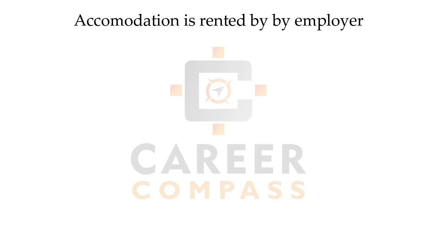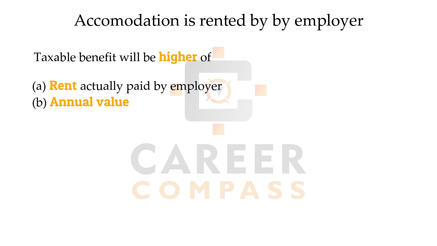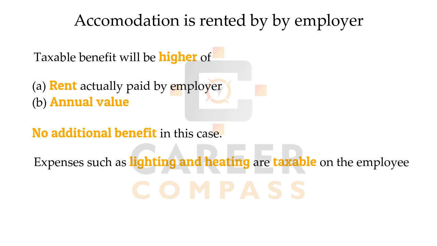Now students, what if the accommodation is rented by the employer? Then it's very easy to get the taxable benefit. It will be the higher of the rent actually paid by the employer or the annual value. In this case students, additional benefit will not arise, so don't worry about it. Now, if any kind of lighting or heating expenses are paid by the employer, then that will be taxable separately.